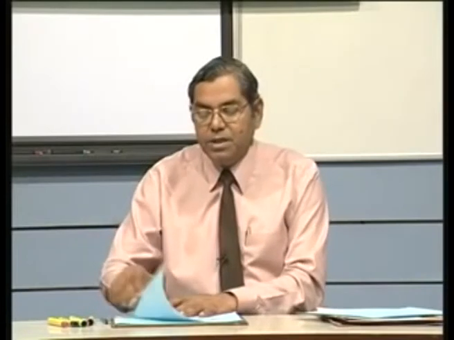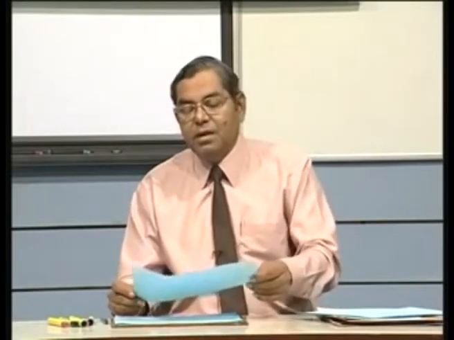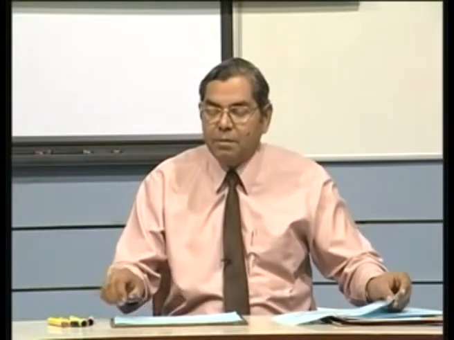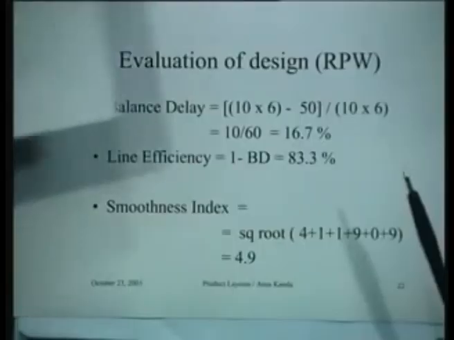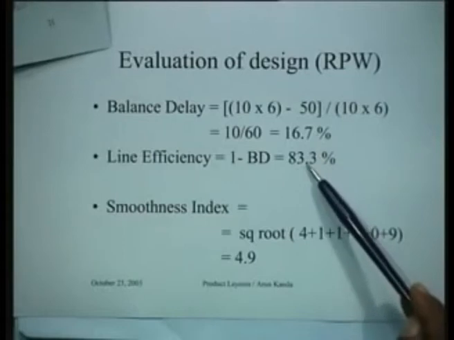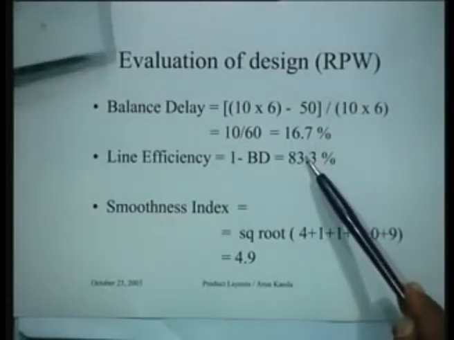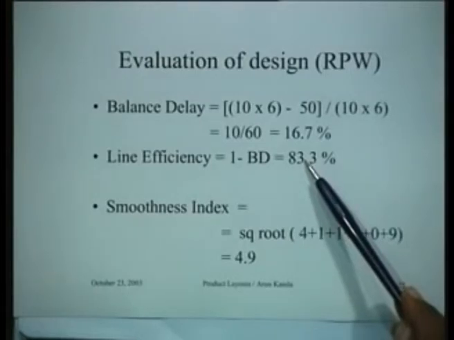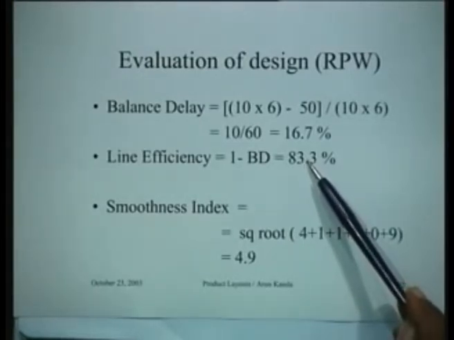So what we can do is we can try to evaluate this particular design. We can see, for instance, that the evaluation of the design by the RPW method, again the balance delay and the line efficiency are the same, because the balance delay and the line efficiency are determined by the number of workstations. And in this design also you get 6 workstations. In the previous design also you get 6 workstations.